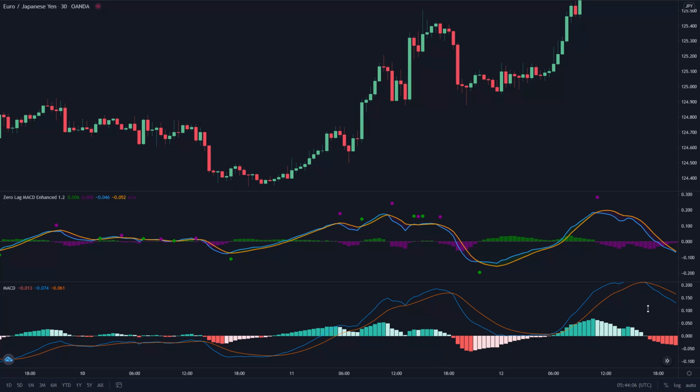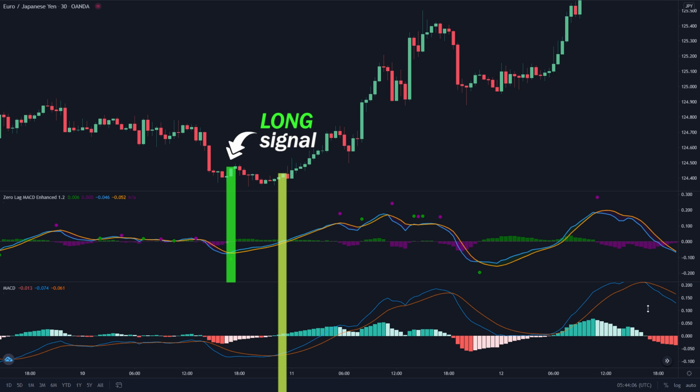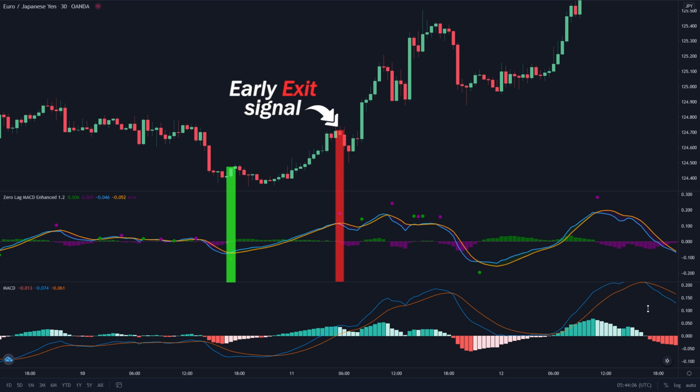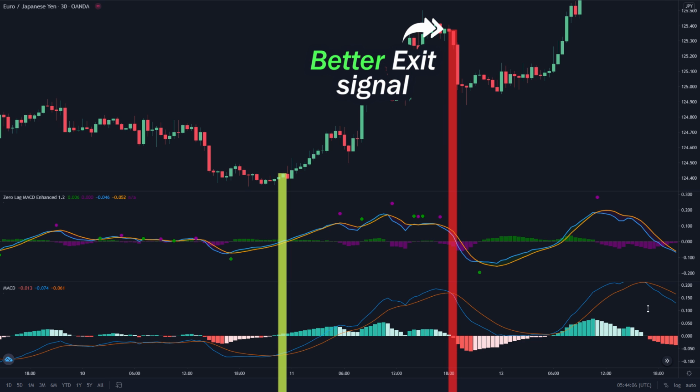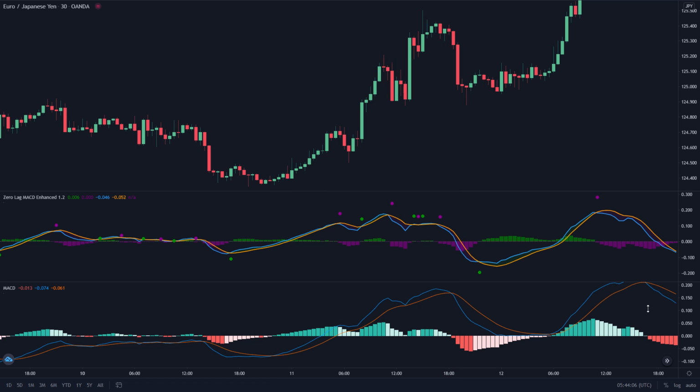However, because the zero lag MACD is so sensitive, it often backfires, like this trade. Notice that it gave a much earlier entry signal than a normal MACD. However, it also gave an early exit signal because the indicator is so sensitive. Compare that to the normal MACD, which gave a much better exit signal because it let the trend mature. That is also the main reason why we got so little profit, because we always exited too early.